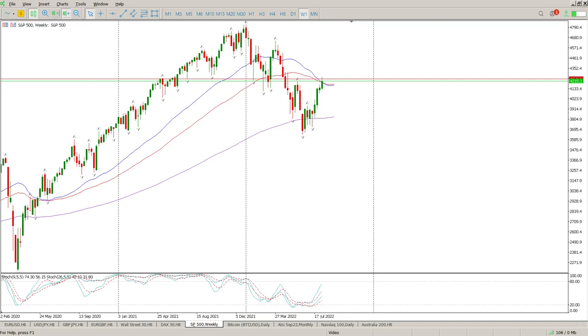Good morning, everybody, and this is your S&P 500 day trade setups for today. So just starting off on the weekly, it is Friday, so last day of the week.